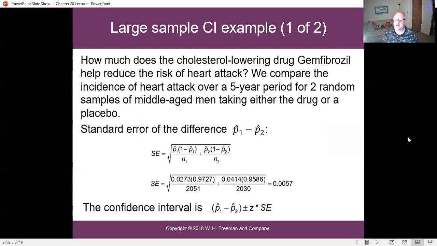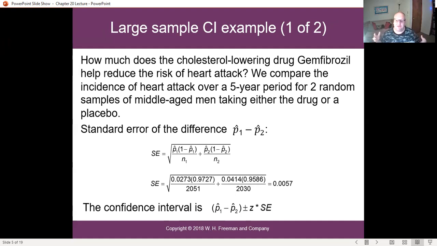How much does the cholesterol lowering drug G, and I'm not going to try to pronounce that, we're going to call it drug G, okay? How much does this drug G help reduce the risk of a heart attack? We compare the incidence of heart attack over a 5-year period for 2 random samples of middle-aged men taking either the drug or the placebo. So we have a lot of things going on here. First of all, we have this drug G that we're going to figure out. We're trying to figure out if it's effective.